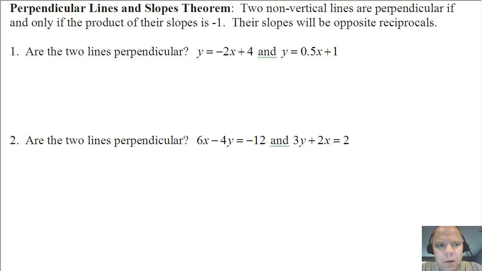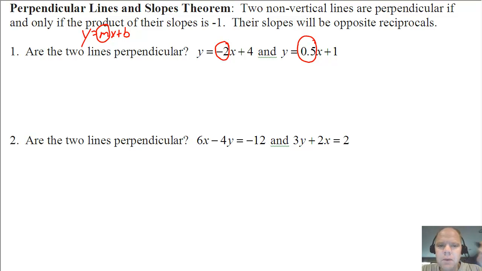In the first example I'm asking, are these two lines perpendicular? We already know they're perpendicular because these are the equations from the two lines on the previous screen, the two lines that intersected at a 90-degree angle. These are already written in slope-intercept form, and remember, slope-intercept form is y equals mx plus b. In slope-intercept form, the coefficient in front of x is always our slope. So this is the slope of this line and this is the slope of this line.